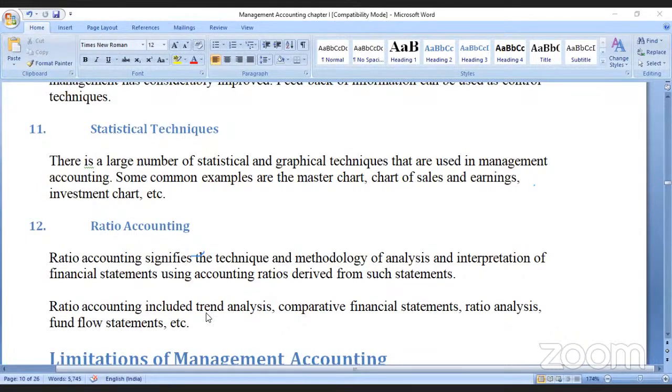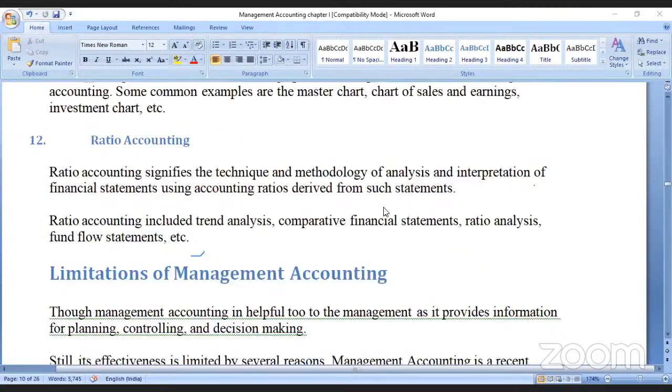At the same time, we can go for trend analysis. We'll see the trend of sales and the trend of expenses over the last 5 years, or we'll compare our trend to the industry trend. We see what kind of trend it is, upward or downward, and compare our trend to the industry trend. Also, comparative statements and common size statements are very useful tools or techniques.